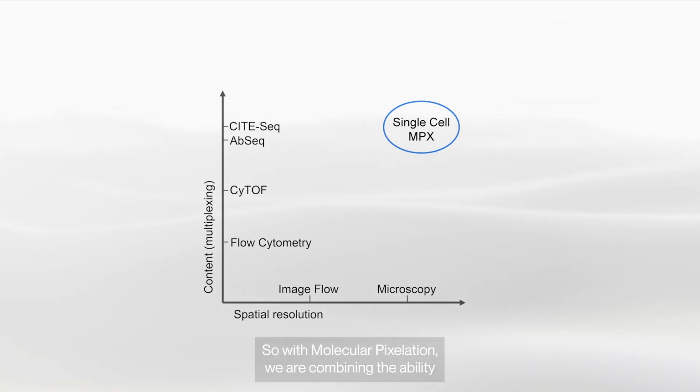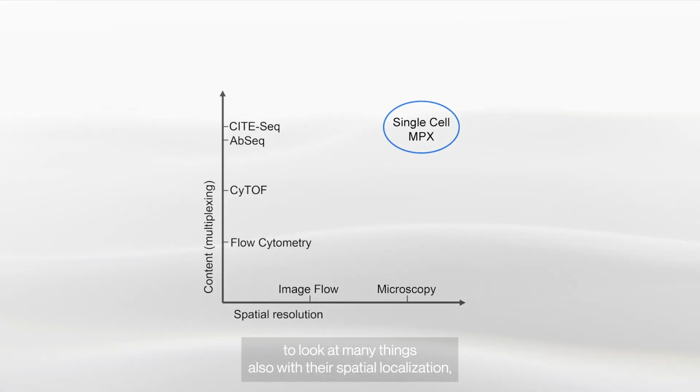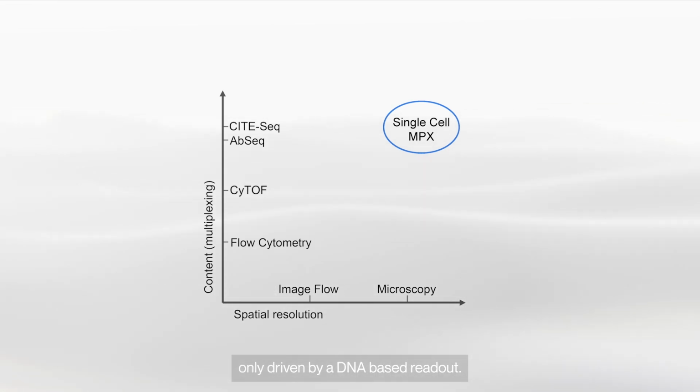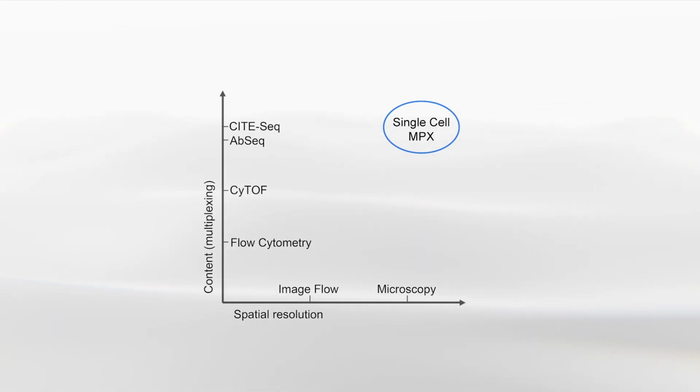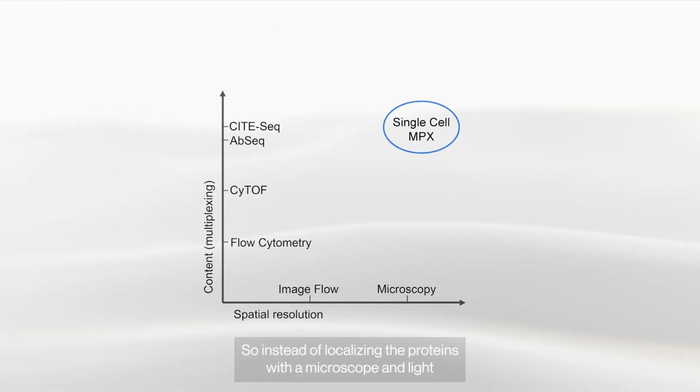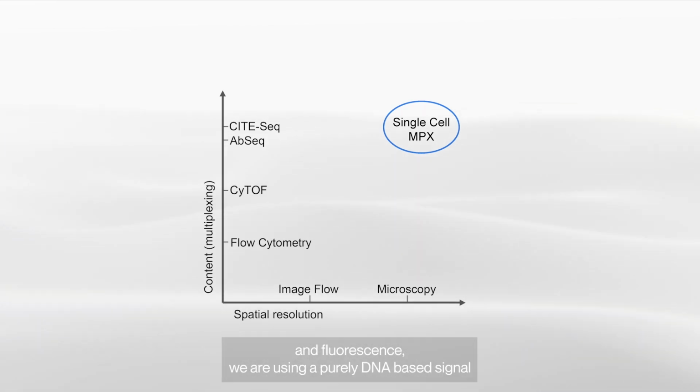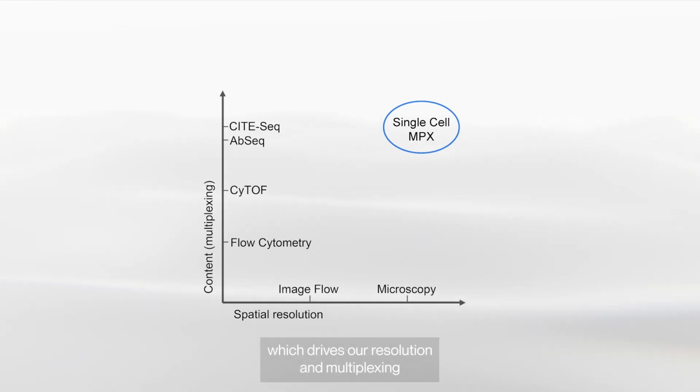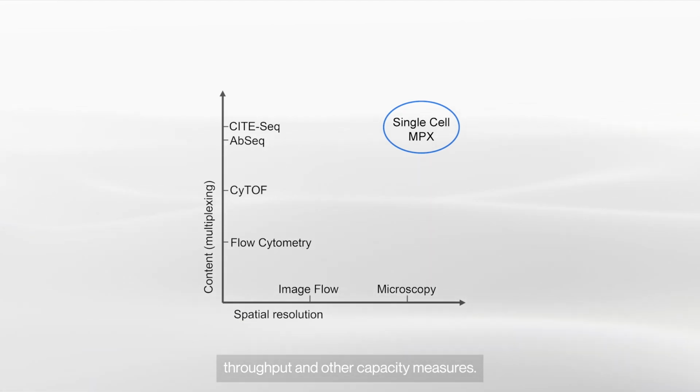So with molecular pixelation, we are combining the ability to look at many things, also with their spatial localization, only driven by a DNA-based readout. So instead of localizing the proteins with a microscope and light and fluorescence, we are using a purely DNA-based signal, which drives our resolution and multiplexing, throughput, and other capacity measures.